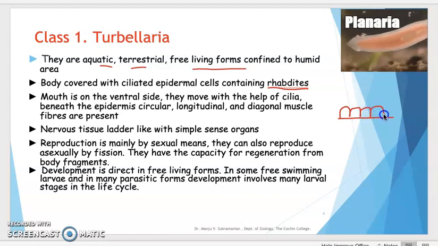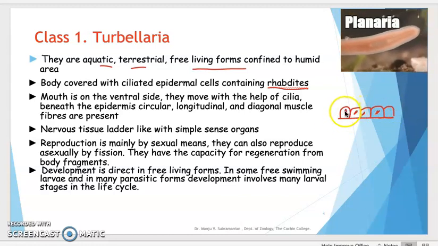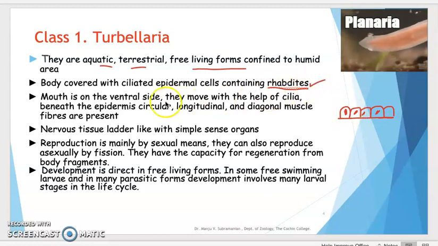If you take a cross section of the epithelial cells of Planaria, or the members of the class Turbellaria, in the epidermal cells you can see small rod-shaped structures. Numerous rod-shaped structures will be present in the epidermal cells. This is the basal line of the epidermal membrane, and these are the columnar cells of the epidermis. Inside these epidermal cells, you can see certain rod-shaped crystalline structures, and these structures are called rhabdites. The mouth is on the ventral side, and they move with the help of the cilia beneath the epidermis.